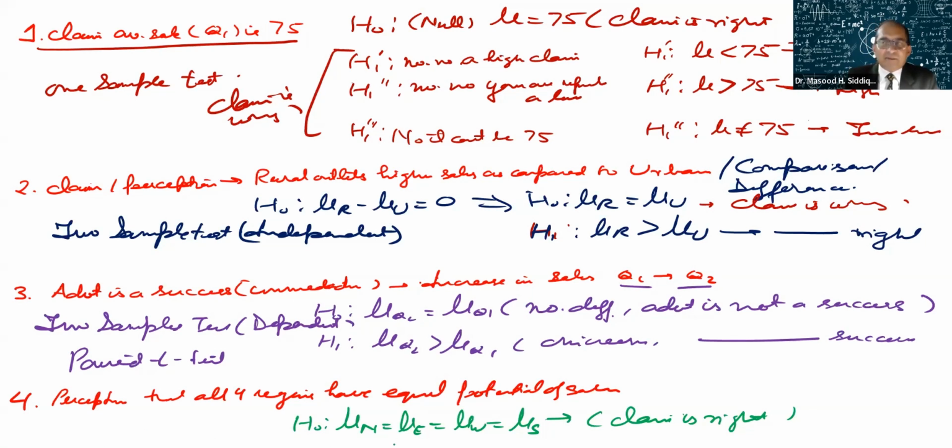So there are a number of cases that are opposite to H naught. So we write that at least one mu i is different. And this test is known as the K independent sample test or ANOVA. Okay, so these are the tests.